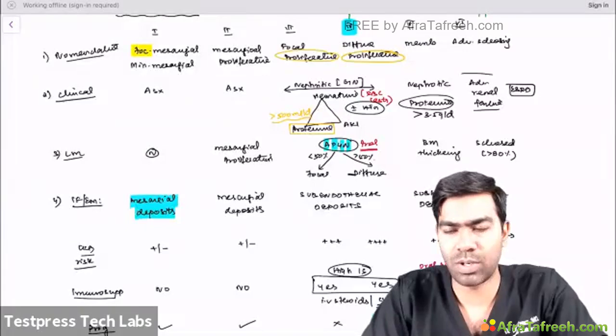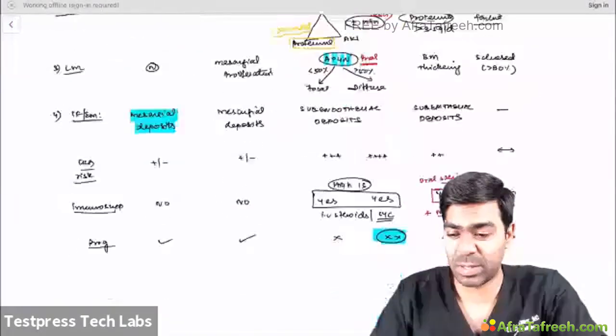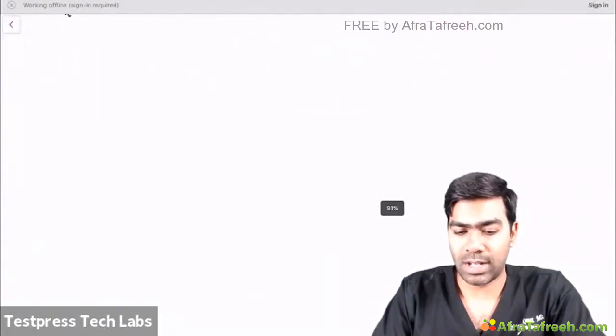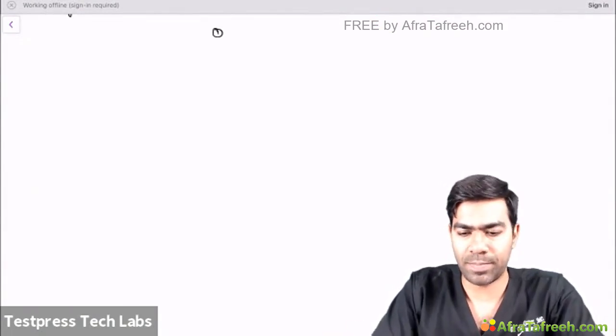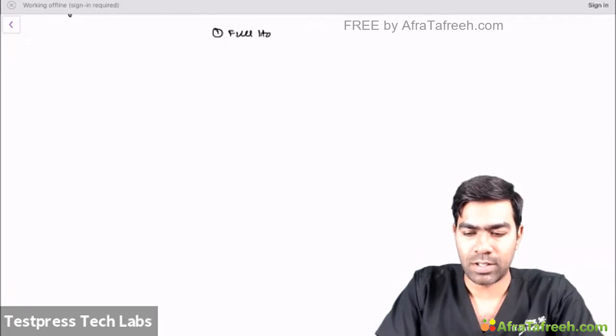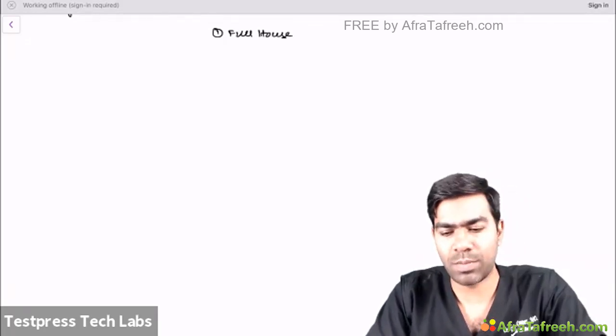So this is how lupus nephritis is going to present in the first place. And there are 2-3 names that you need to know. The first one is what we refer to as a full house pattern. So that's very characteristic of lupus nephritis. What do you mean by full house?